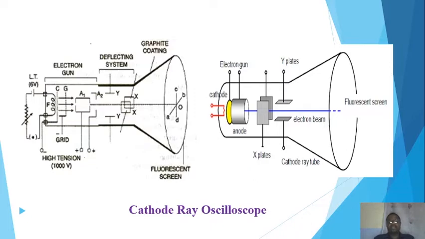Then the third part is the fluorescent screen. We call it fluorescent because it produces a scintillation when the cathode ray focuses on it. So immediately the rays are projected on the screen, it flashes. So the flashing of the screen produces bright spots. And that bright spot can now trace out a pattern. And that pattern will now represent the flow of current and the voltage. This is the brief explanation of the features.